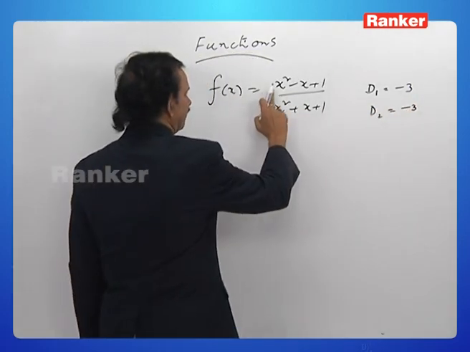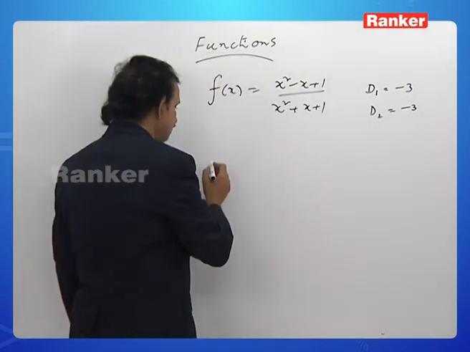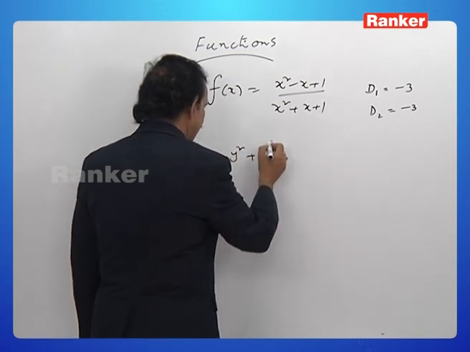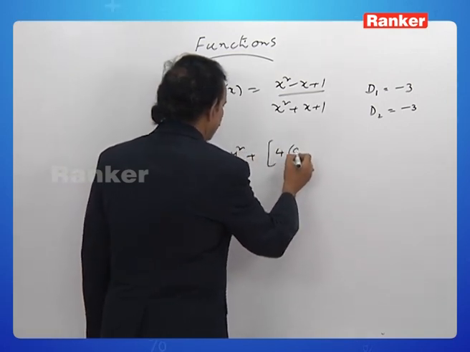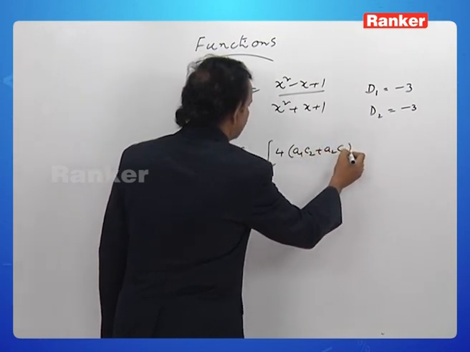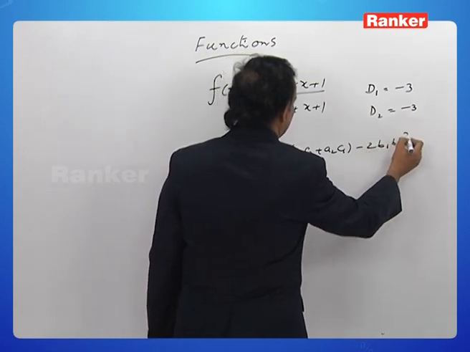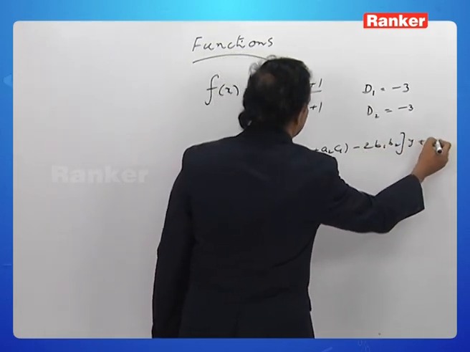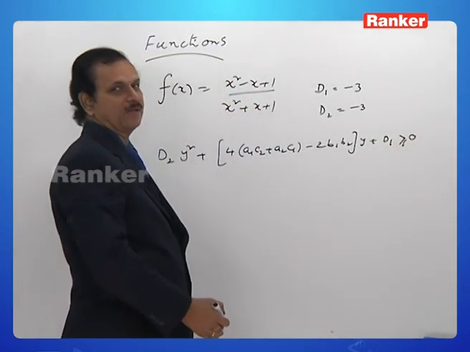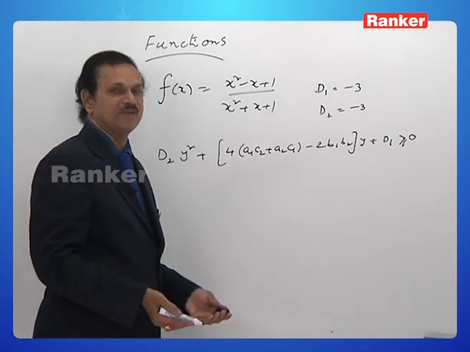Let me name A1, B1, C1, A2, B2, C2. And the mechanism before us is D2 into y square plus 4 into A1 C2 plus A2 C1 minus 2 into B1 B2 into y plus D1 greater than or equal to 0. It is a famous inequality. Of course, it is made famous by applying it many number of times.